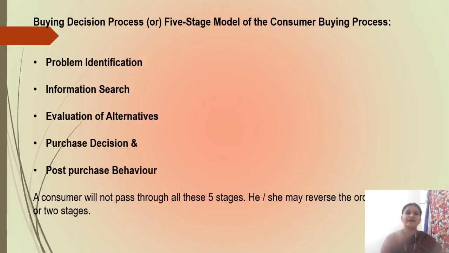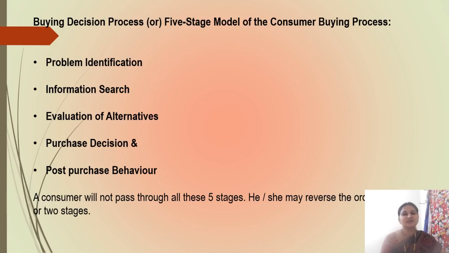Marketing scholars have designed a five-stage model of the consumer buying process, and according to them, the consumer passes through five stages. They are problem identification, information search, evaluation of alternatives, purchase decision, and post-purchase behavior. According to them, a consumer will not always pass through all these five stages. He or she may reverse the order or skip one or two stages.